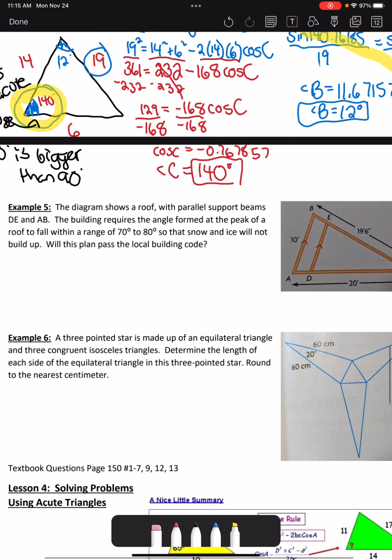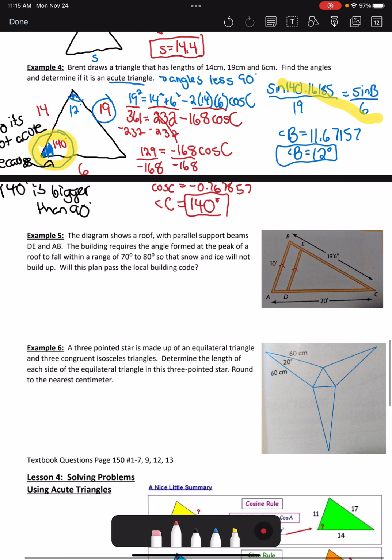Example 5. The diagram shows a roof with parallel support beams, DE and AB. The following requires the angle formed at the peak. So the peak would be like the very tippy top. It has to be within a range of 70 degrees to 80 degrees so that snow and ice does not build up. So we need to find this. This looks like a complicated triangle, but really we're just going to ignore that other support beam ED and treat it like one big triangle. We're trying to find that angle.